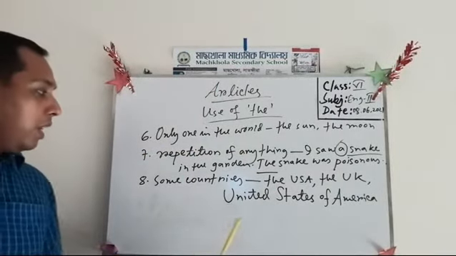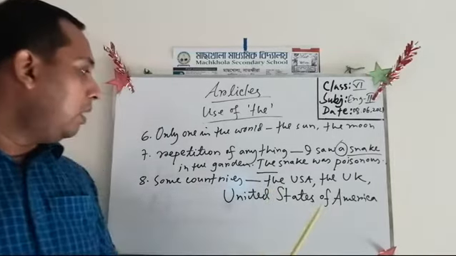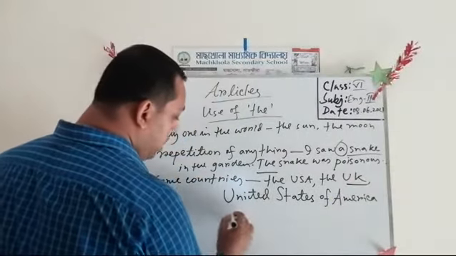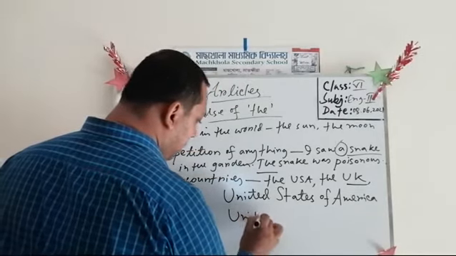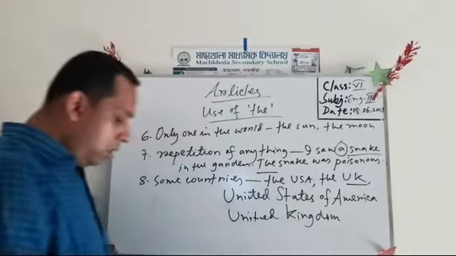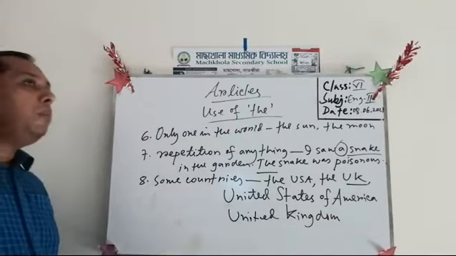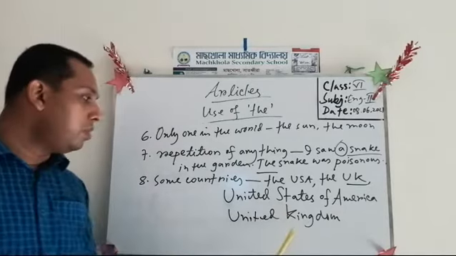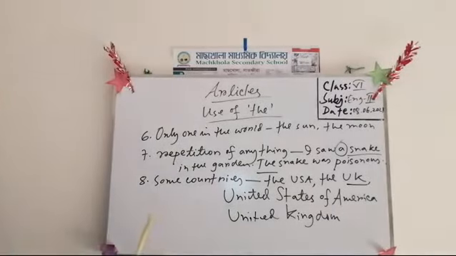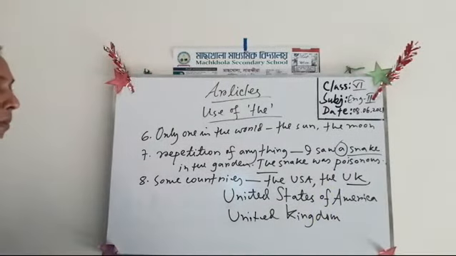You see, United is an adjective. That's why it takes the here. Like, it is also, you see, the full form of UK is United Kingdom. Look at the word also. If any name of a country consists of the word kingdom, the name of the country starts with the also. So I think you have understood.